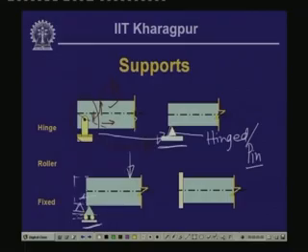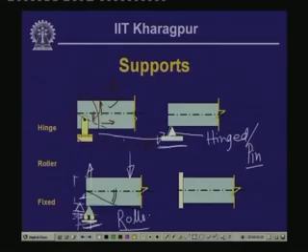This can move in the horizontal direction. Since it is supported on the roller, the horizontal movement is possible, but the movement in the vertical direction is restricted. Also, it can have rotation, as we had in the previous case for a hinge support. This kind of support we generally call the roller support.